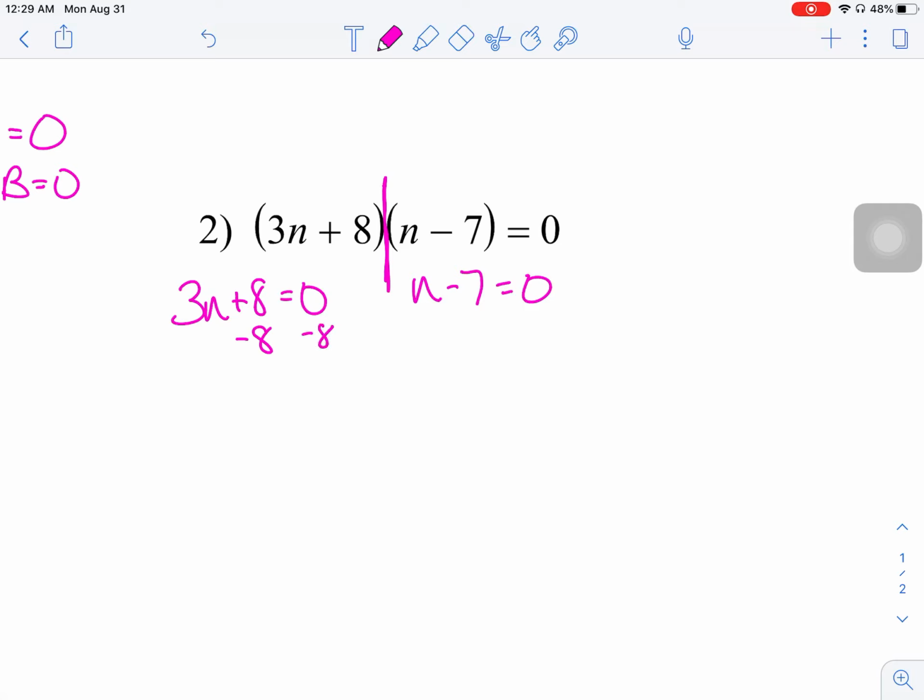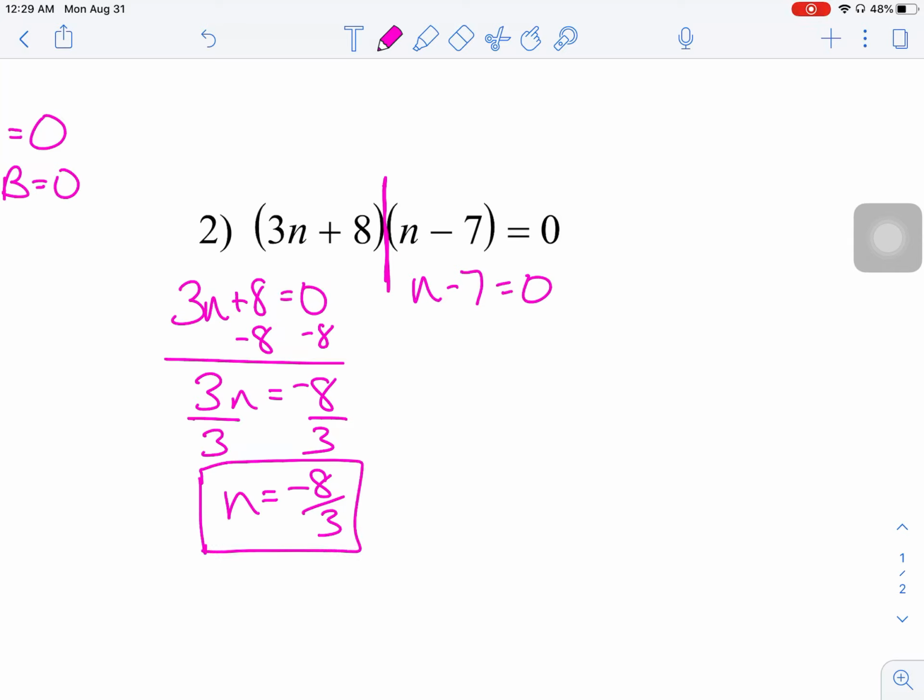So normal rules for solving. To undo addition, I'm going to subtract from both sides. To undo multiplication, I'm going to divide. And I do not need you to grab a calculator. Just leave this as -8 over 3. That is a completely valid answer. It's the exact answer. It's good. For the other equation here, I'm going to add 7 to both sides. So n is equal to 7, and that is my other solution. Okay, so again, the nice part about this particular example is you already had it factored. You already had it equal to 0.